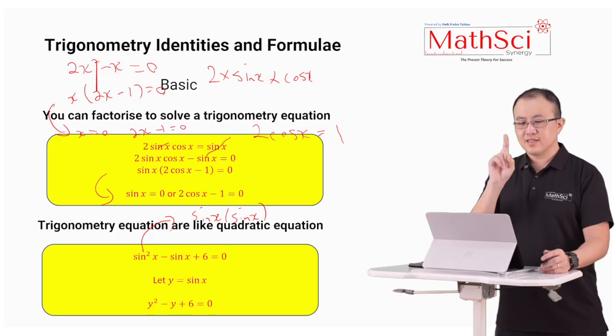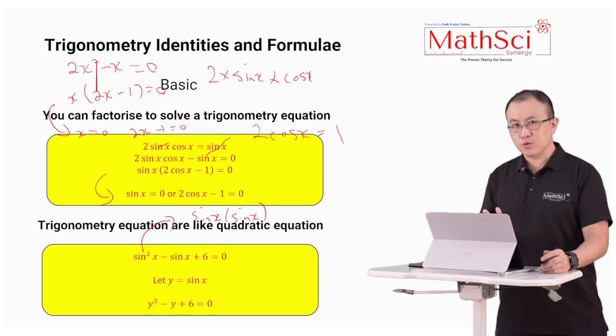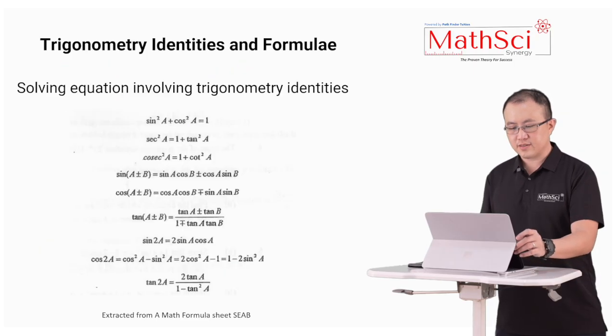So basic number 1, you can factorize. Basic number 2, this is a quadratic equation. Think of it that way. So this is a quadratic equation in terms of trigonometry.